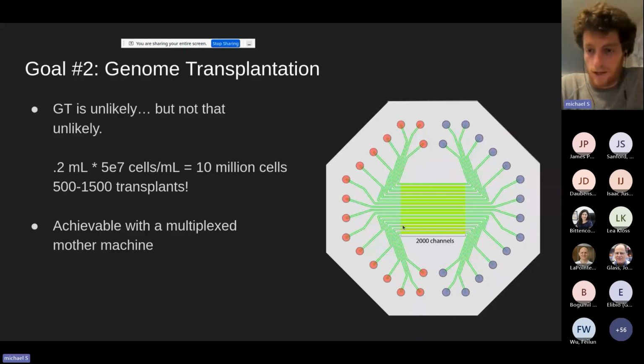So the plan there is we're going to start off with some regular transformation protocols on shorter plasmids, and depending on how those go, if we see anything interesting, we might try and scale up to doing a whole genome transplantation in one of our microfluidic devices.